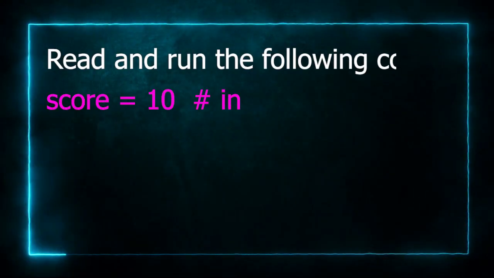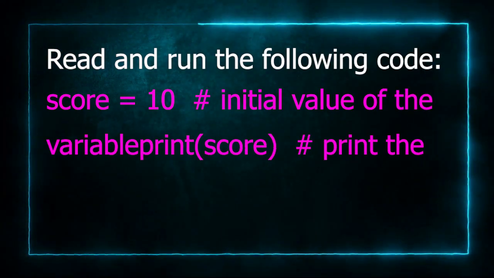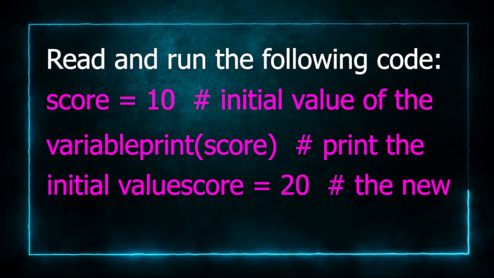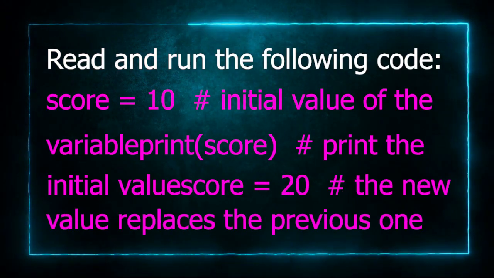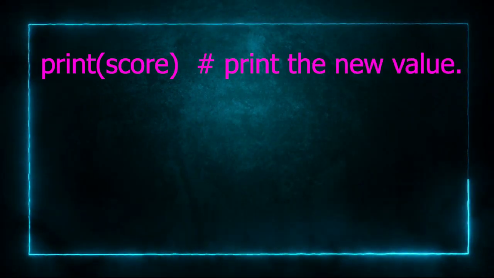Read and run the following code. score = 10, the initial value of the variable, print(score), print the initial value. score = 20, the new value replaces the previous one, print(score), print the new value. Now let's run it. 10, 20.